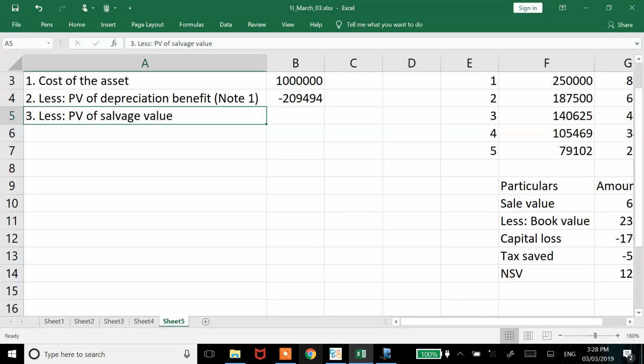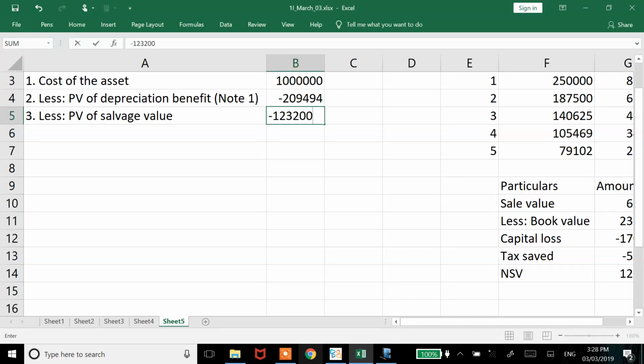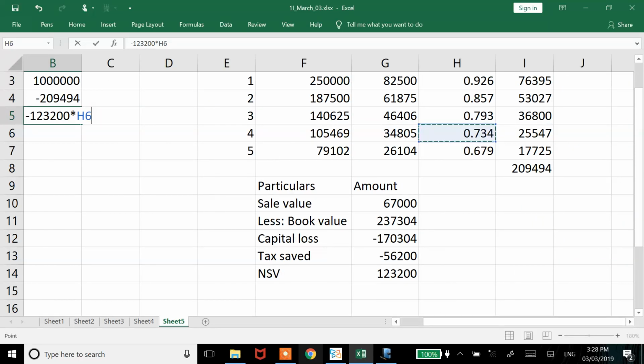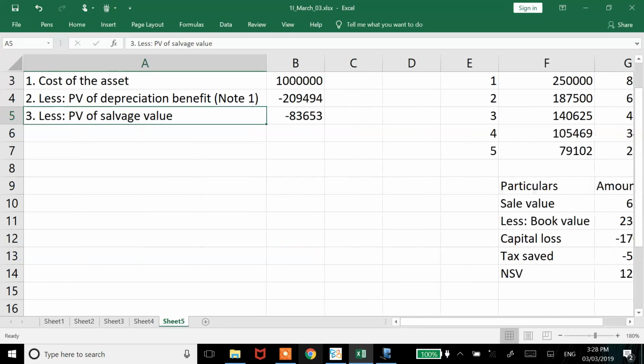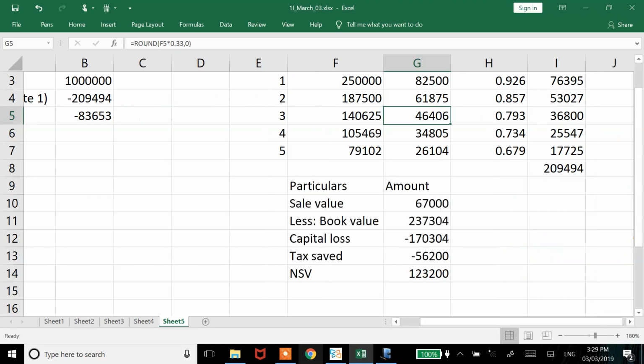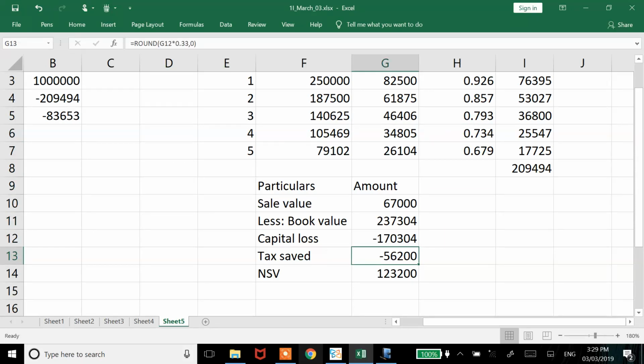and NSV is 123,200. You will write 123,200 into the fifth year factor, which is 0.679. That gives 83,653. Tax saved is 56,200. Sale value plus tax saved.